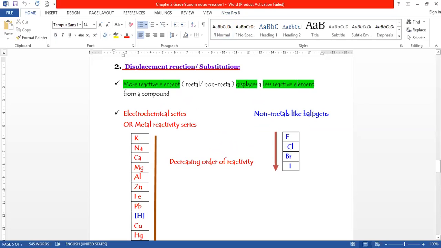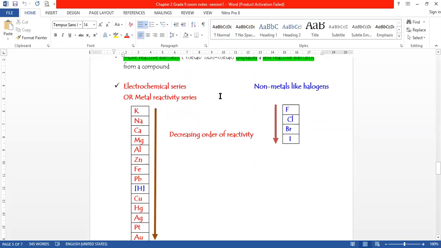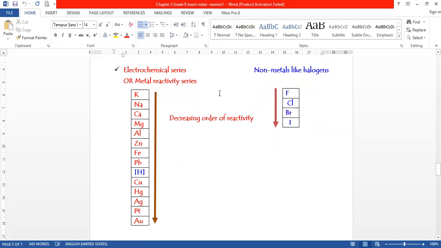So what is a displacement reaction? In a displacement reaction, a more reactive element, which can be a metal or a non-metal, will go and displace a less reactive element from its compound. How do I know whether an element is more reactive or not? For that we need to know the metal reactivity series, which, as you already know, is an arrangement of metals in which the highly reactive metals are placed on top and the less reactive metals are found at the bottom.